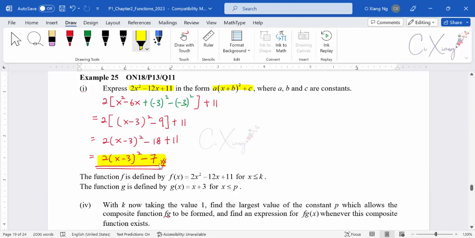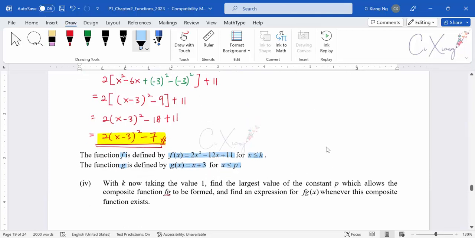And for part 2, now they are saying that the function f is defined by this one, for x smaller than or equal to k. And the function g is defined by this one, for x smaller than or equal to p. You need to be aware that the function f(x) given here is the expression shown in part 1. So very likely later I need to use the result of the completed square and put it into the function f(x). Right, very likely we need to do that. Okay, so let's have a look.